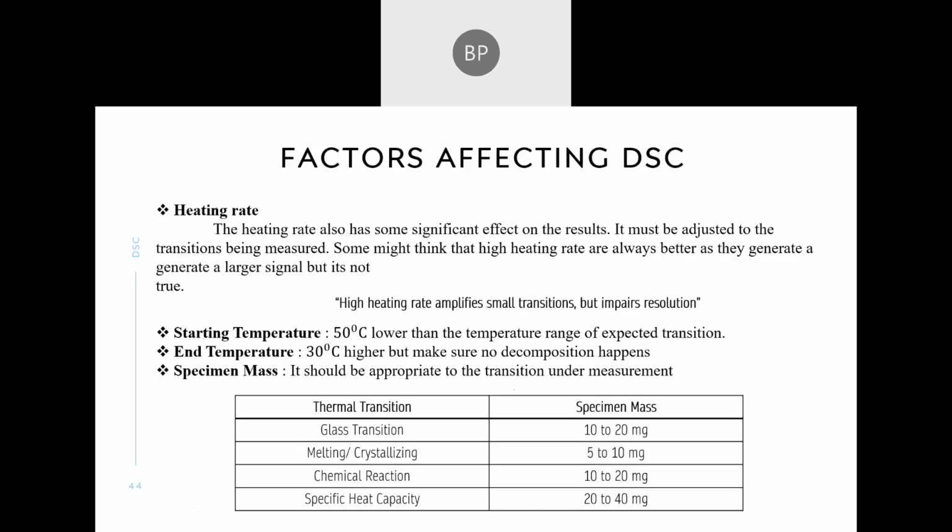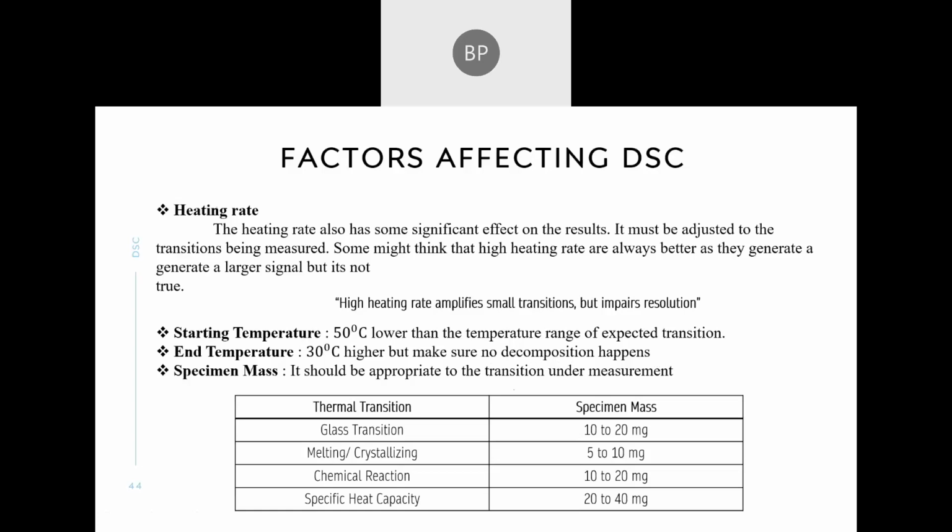And starting temperature. The starting temperature that we need to take for the sample should be 50 degrees lower than the temperature range of the expected transition. Suppose we want to see the glass transition temperature, and if the starting temperature is more than that, then the purpose is not fulfilled. So the starting temperature should be 50 degrees lower than the expected transition. And also the end temperature. The end temperature should not be more than the decomposition temperature. If decomposition happens, then the sample might change its physical state also. That's why the end temperature should be 30 degrees higher, but no decomposition should happen.